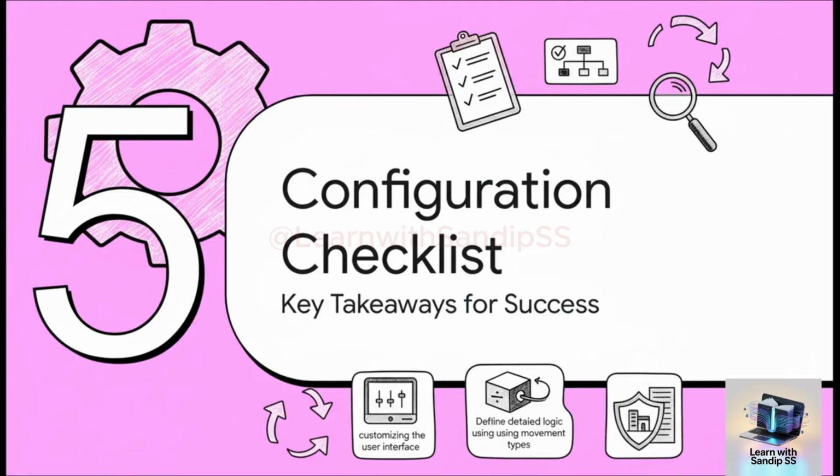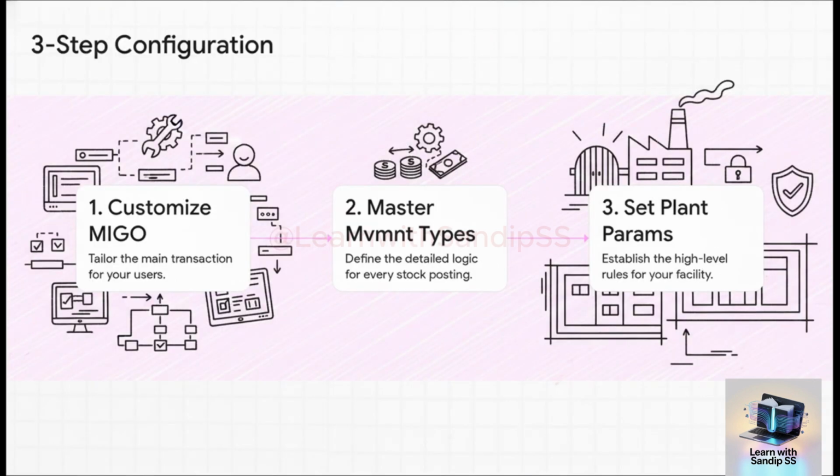So, wow, we've covered a lot of ground. Let's pull all of that together into a simple, actionable checklist that really summarizes the whole process. Here it is, your 3-step path to mastering goods movement configuration. Number 1, customize MIGO. Create a clean, efficient experience for your users. Number 2, master your movement types. This is where you define the precise financial and logistical DNA of every transaction. And number 3, set your plant parameters to establish the high-level operating rules for your facility.